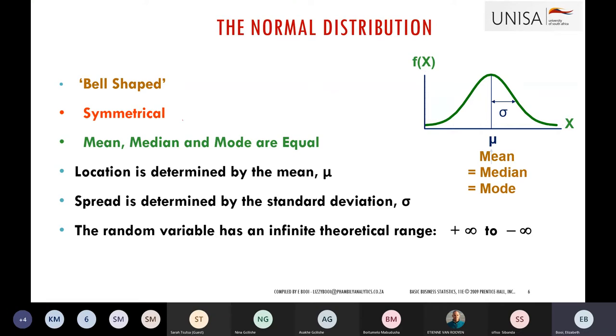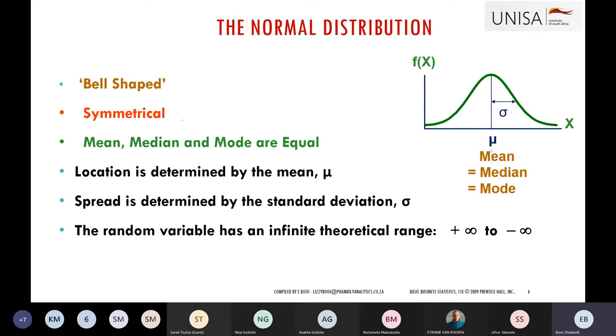In terms of the location of the data, we determine that using the mean, because the mean is one of the measures of central location or central tendency. In terms of the spread of the data, we use the standard deviation, because it tells you how dispersed your data is from the mean, and whether the curve will be flat or tall. The range of your random variable goes from negative infinity to positive infinity. When you draw a bell curve, it will never touch the x-axis, where fx is your y-axis.